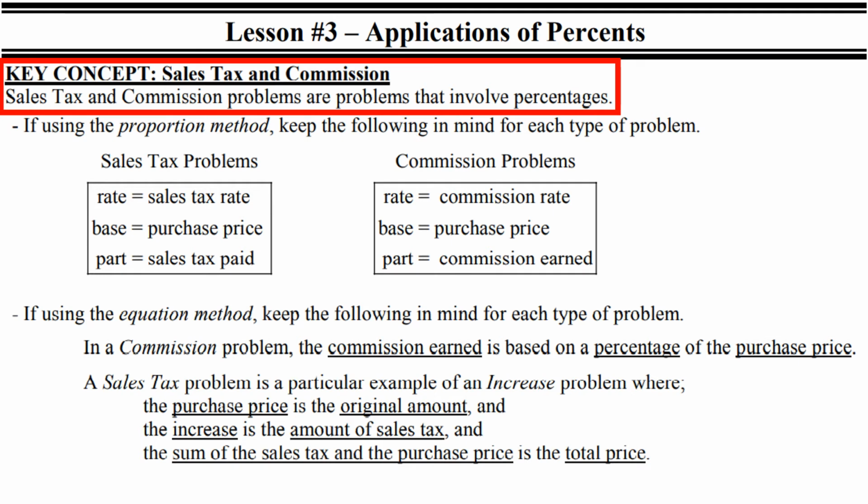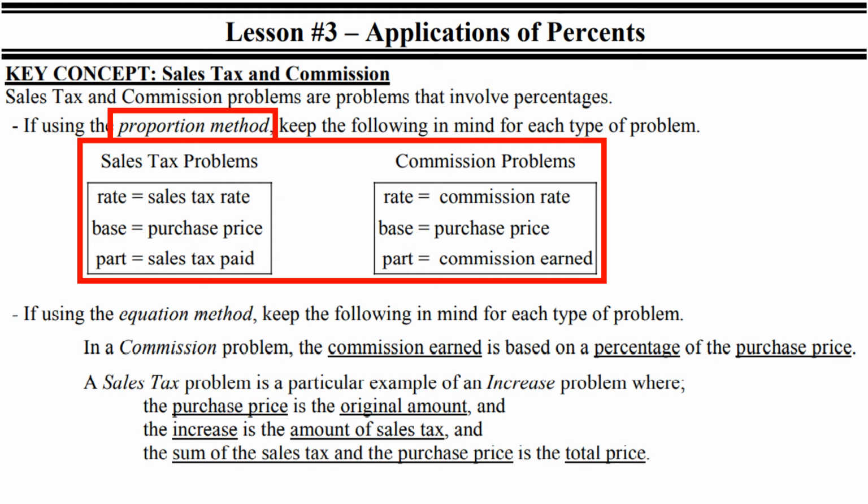The next key concept deals with sales tax and commission. And actually, these are simply the same types of problems we've already studied, but because sales tax is so common and commission is very common, we use some special vocabulary associated with it. For the proportion method, if you're looking at sales tax, the rate, the base, and the part would be the tax rate, the purchase price, and the sales tax that you pay. For commission problems, there'll be a certain commission rate that the salesperson receives based on the purchase price of the item that they sold, and the part would be the commission that they earn.